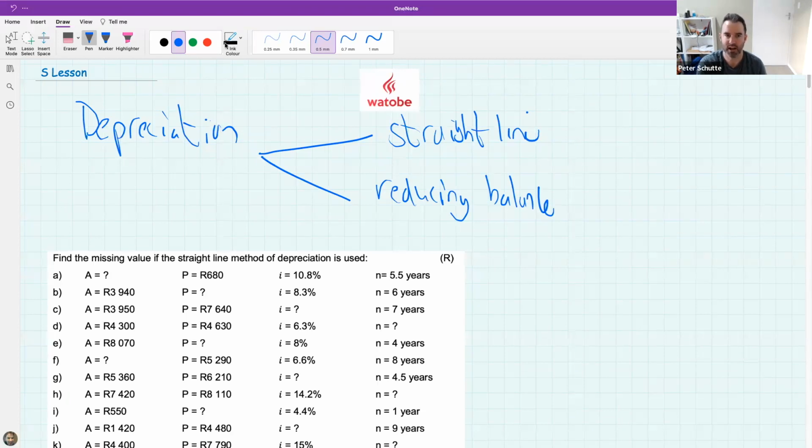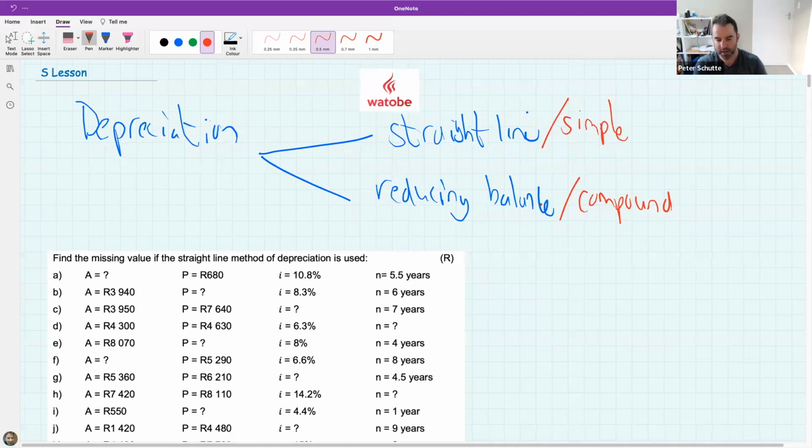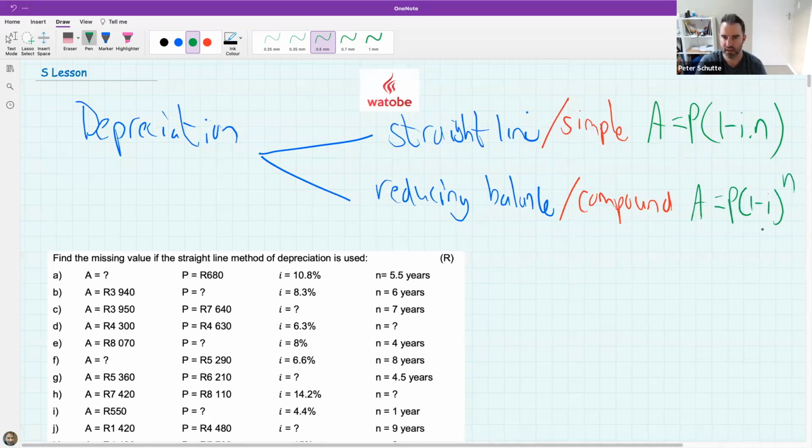And sometimes instead of straight line depreciation, they call this simple depreciation. And sometimes instead of this being called reducing balance, we call this compound depreciation. And when you're calculating depreciation, you need to make sure you use the correct formula to help you. So the formula for simple depreciation is that. The formula for compound depreciation is that, where P is the initial value, A is the final value, I is the depreciation rate or the interest rate, N is the time periods.